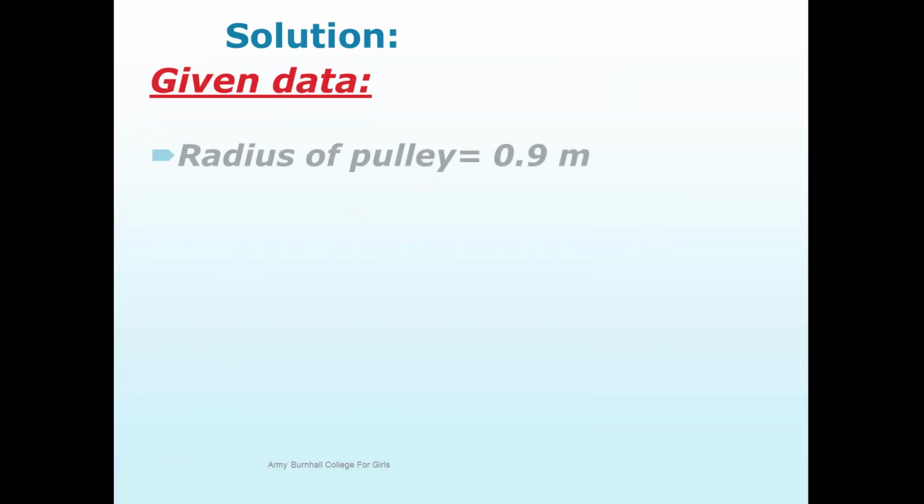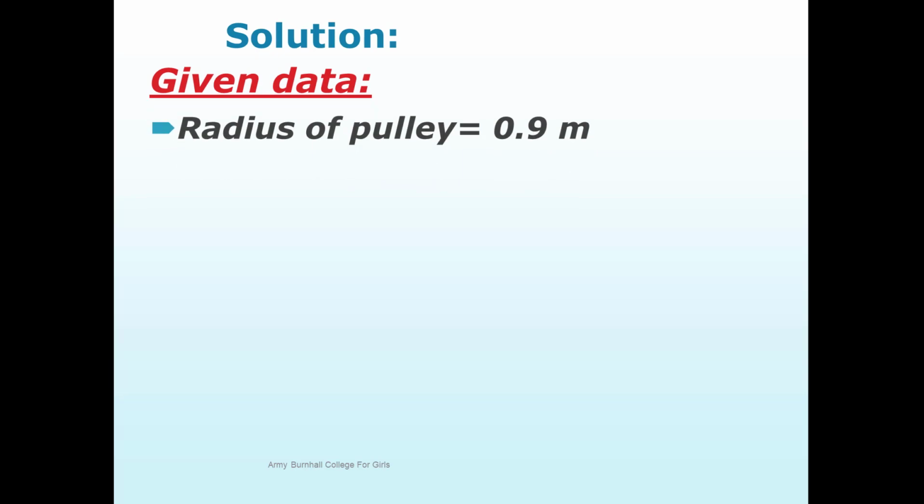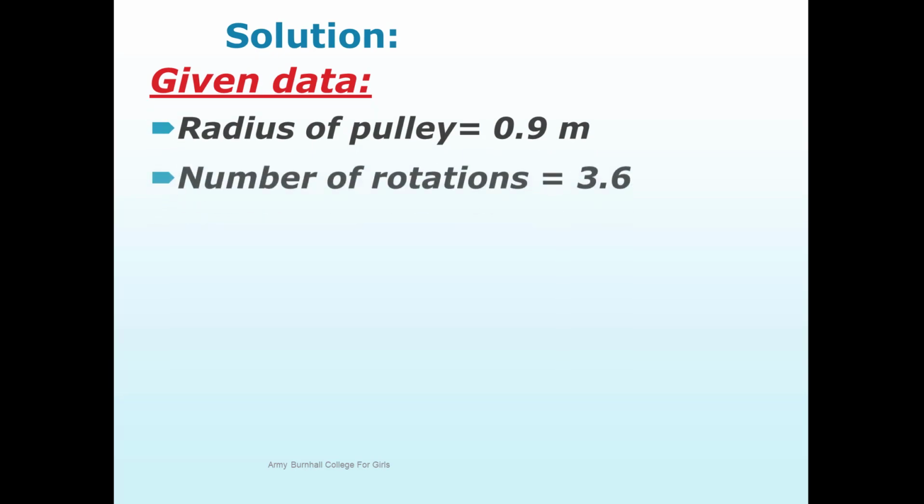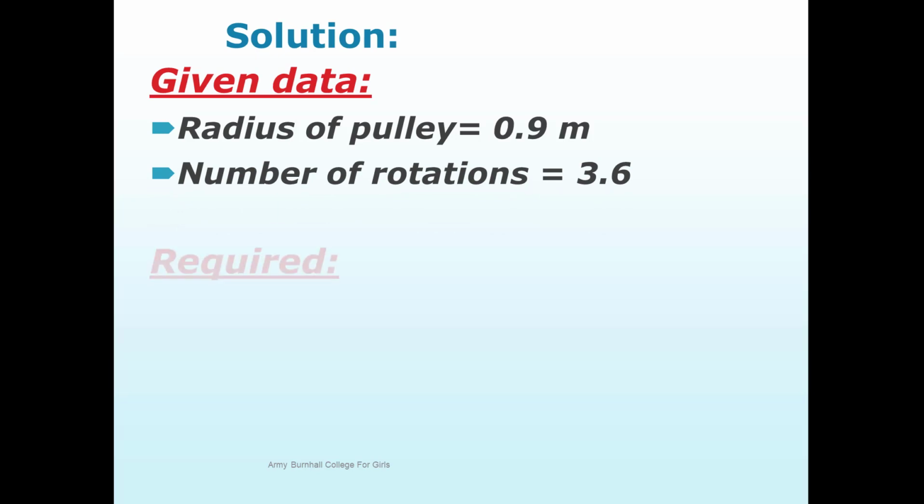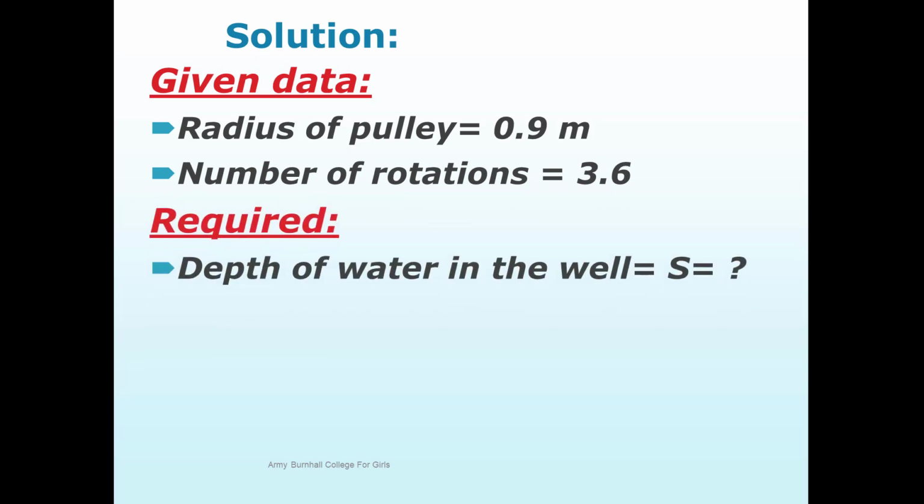First we have to write down the given data. Radius of the pulley is given as 0.9 meters and the number of rotations is also given, which is equal to 3.6. Required is the depth of water in the well, which should be equal to the distance, the depth of the water, and this should be equal to the arc length.